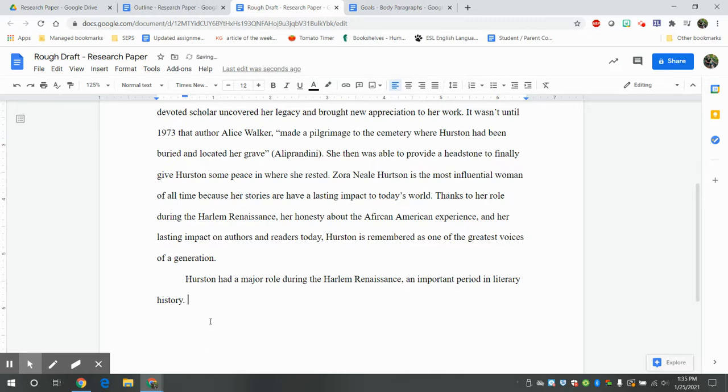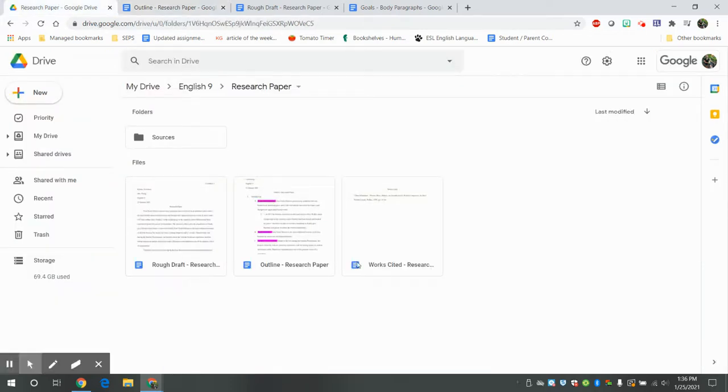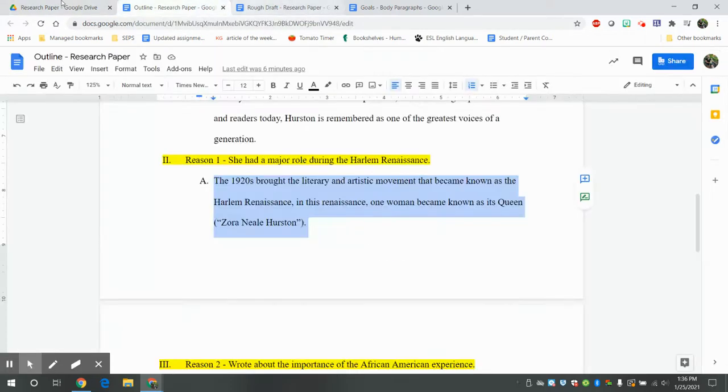Okay, so at this point, I'm going to go back and see if I can incorporate my text evidence somehow. So I went back over here to my outline. I'm identifying my text evidence here, and what I've already done is include my in-text citation that matches with what's on my works cited.